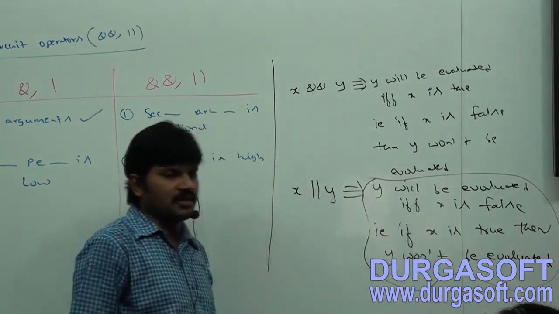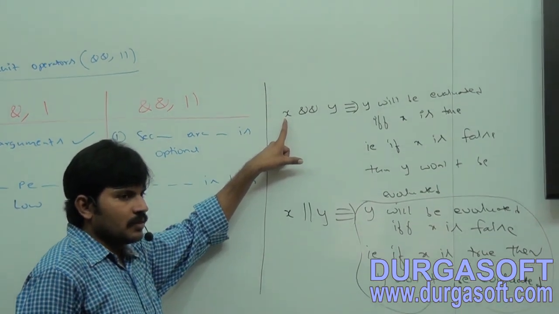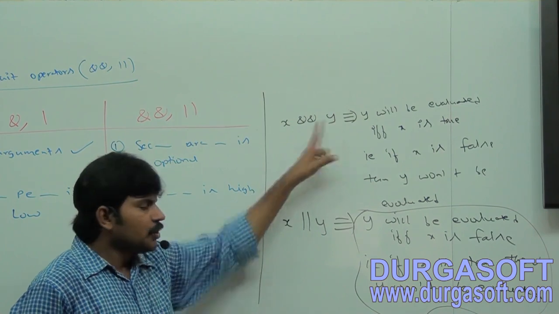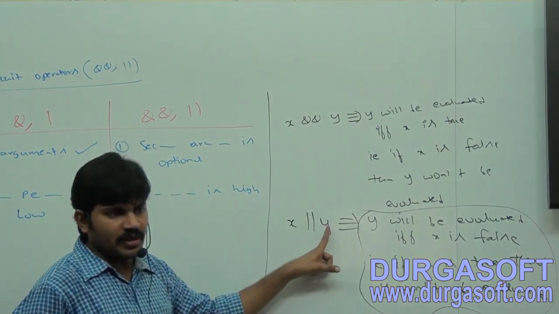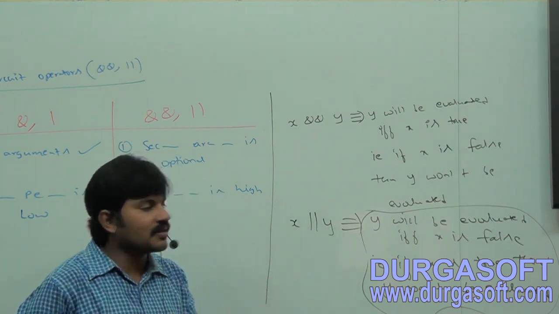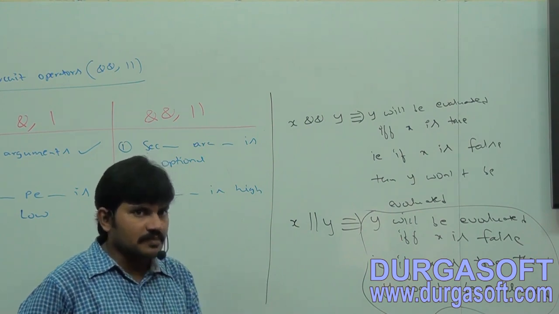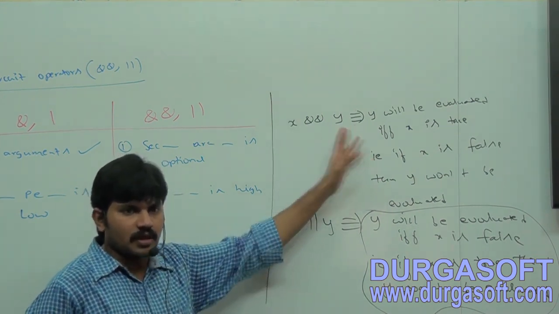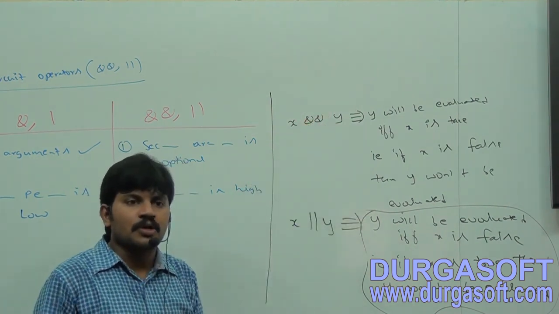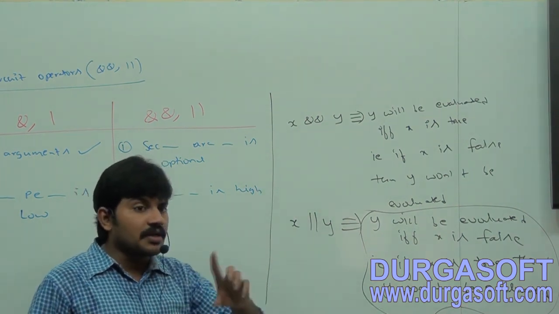Now the terminology is clear for you. Here observe: for AND, if X is true, then only Y will be evaluated; if X is false, then Y won't be evaluated. For OR, if X is true, then Y won't be evaluated; if X is false, then only Y will be evaluated. Clearly these operators are applicable only for Boolean types. So you can't apply these operators for integral types.